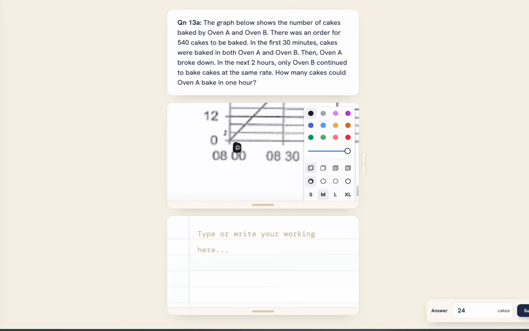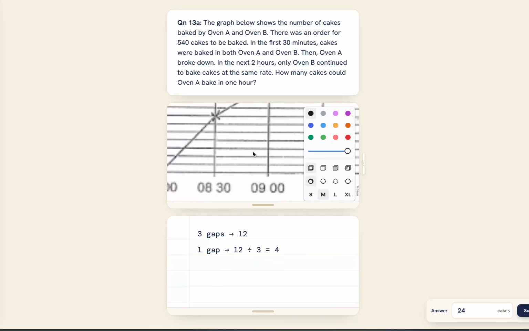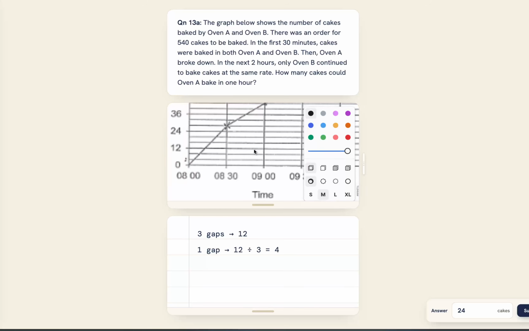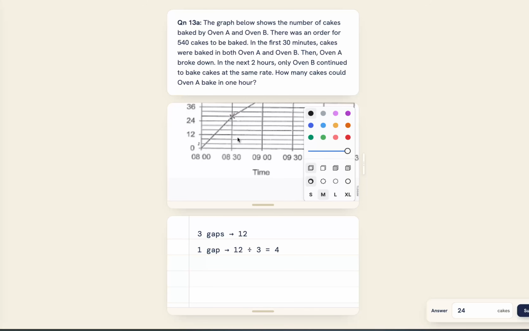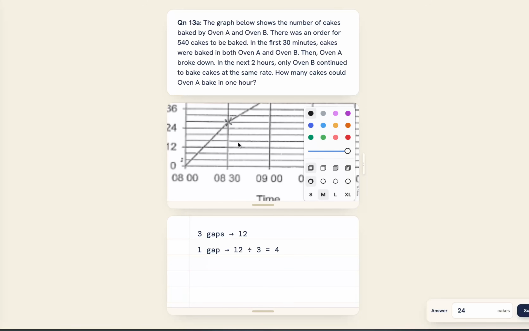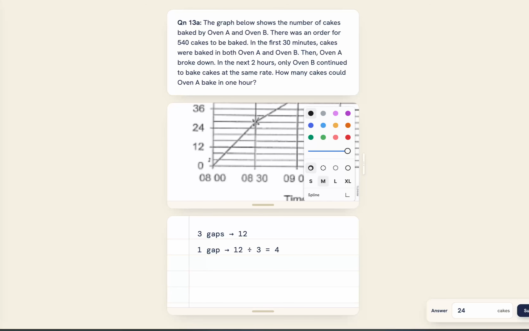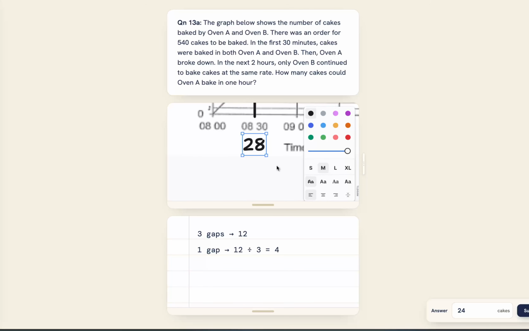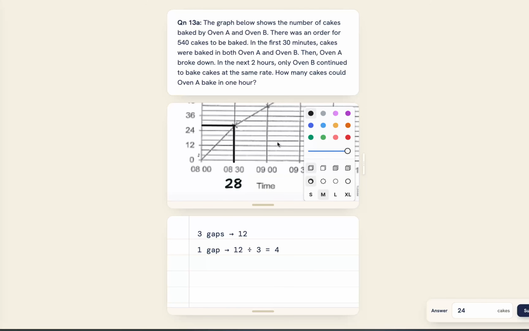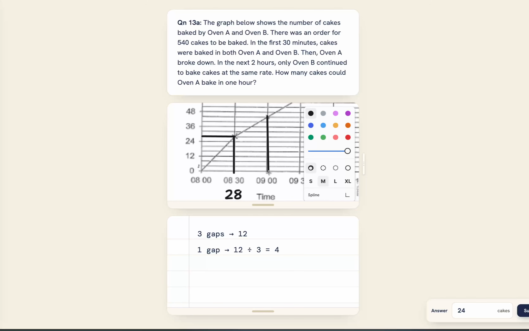So if we were to zoom it in, we want to calculate the number of gaps. So in this case, 3 gaps go to 12. 1 gap goes to 12 divided by 3. This will give us 4. So we need to know how many cakes oven B can bake in 30 minutes. So that means we need to calculate from 8:30 to 9 a.m. This 8:30 is 28 right here, right? So A and B can bake 28, but then after that it broke down.